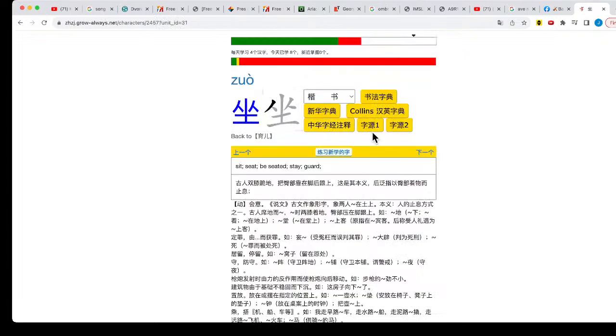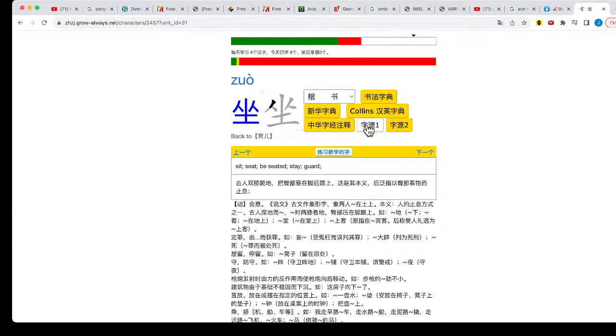Okay, next one. 坐 means sit. Be seated or stay or guard, like 坐正. 坐正 that means that you sit at the battlefield. Okay, that means you are guarding it. Like 坐堂, that means you are presiding over the court, as a judge. Okay, 坐. So this has the meaning of sitting at the position, execute your duty, that kind of meaning. Because you are occupying that seat.